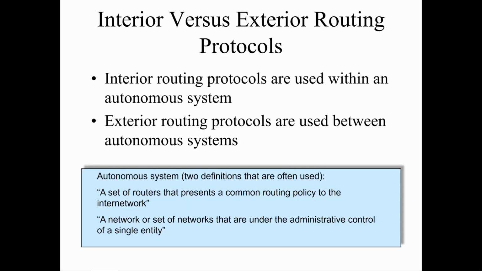Interior routing protocols are used within an autonomous system number, the same sphere of control, whereas exterior routing protocols are used between autonomous system numbers. BGP is a great example. BGP uses autonomous system numbers. So the next common question is, what is an autonomous system number? There are generally two definitions: a set of routers that present a common routing policy to the inner network, or a network or set of networks that are under the administrative control of a single entity. That's why I say sphere of control.